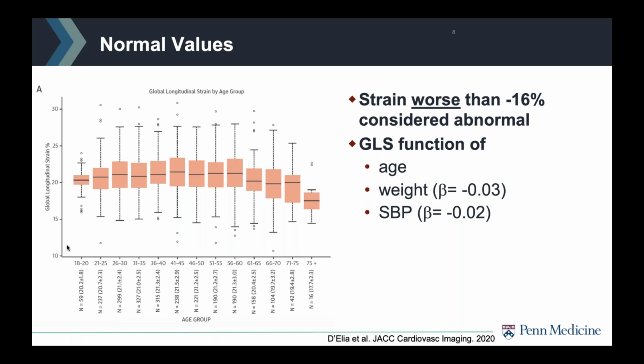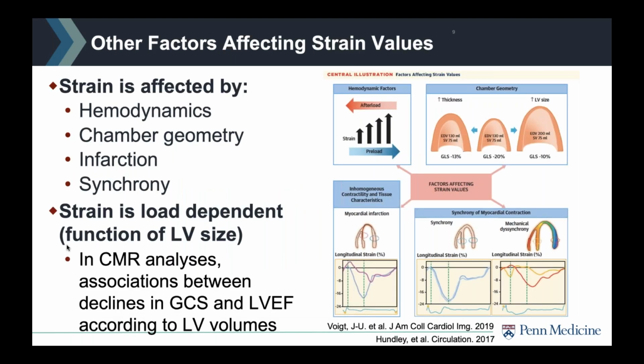GLS is also a function of age, weight, and systolic blood pressure. But there are also other factors affecting the strain value, such as the hemodynamics, the chamber geometry, the infarction, and the synchrony. Strain is also load dependent. It's a function of LV size. In the CMR analysis, there were associations between declines in GCS and LVEF according to the LV volumes.